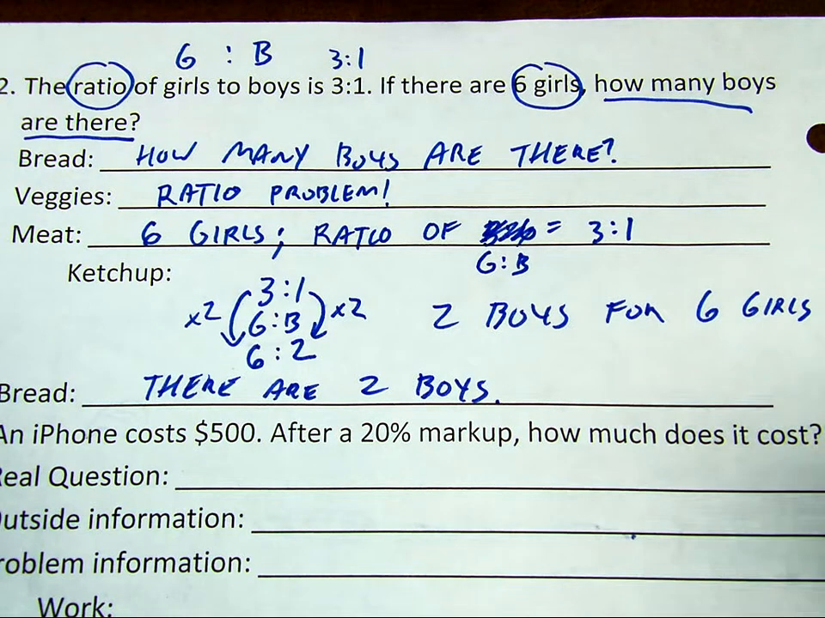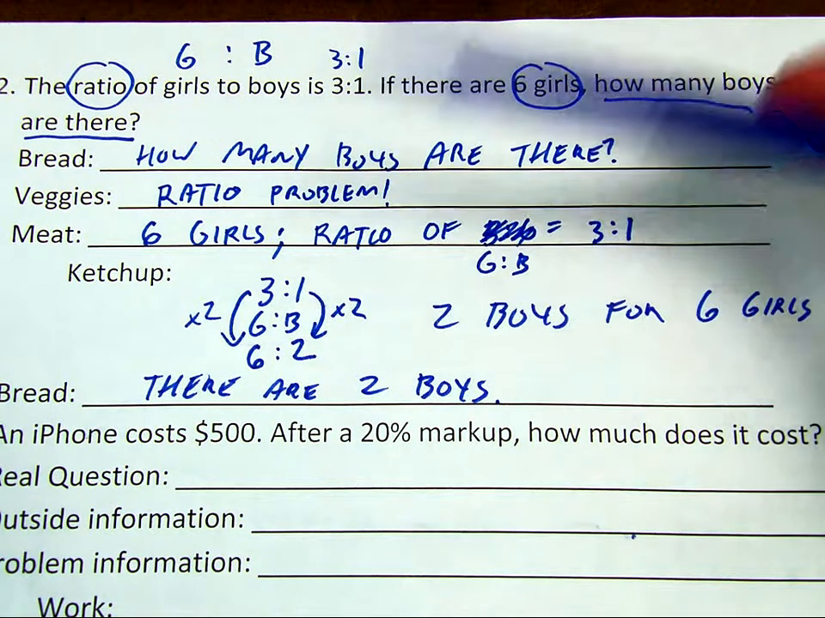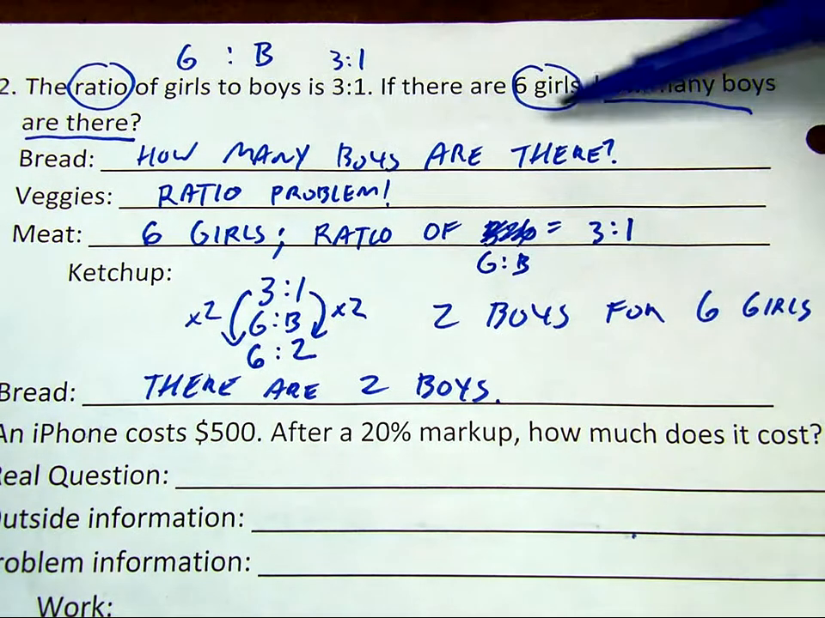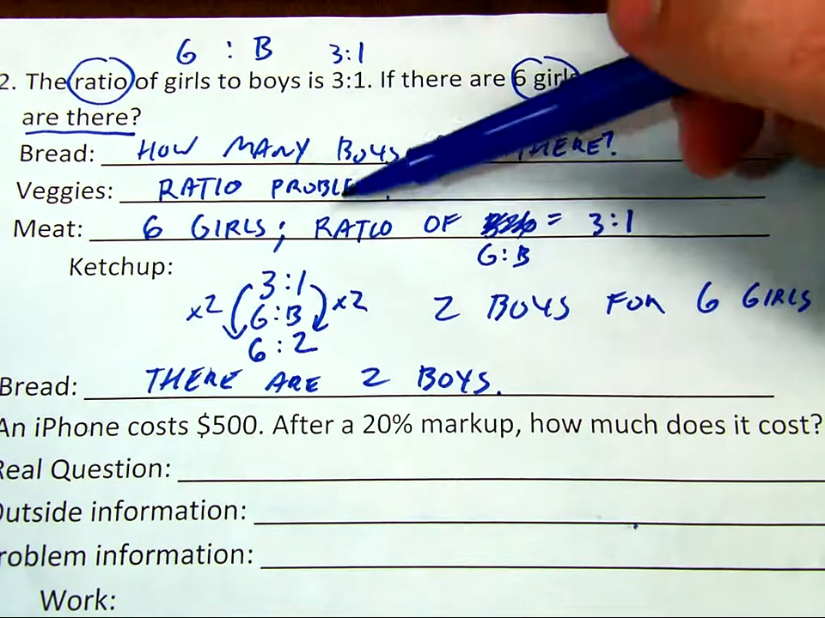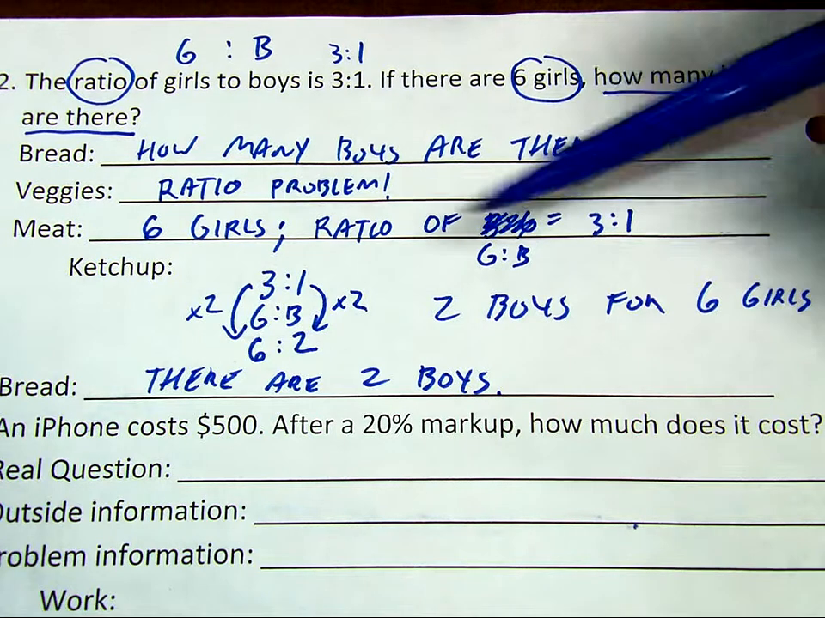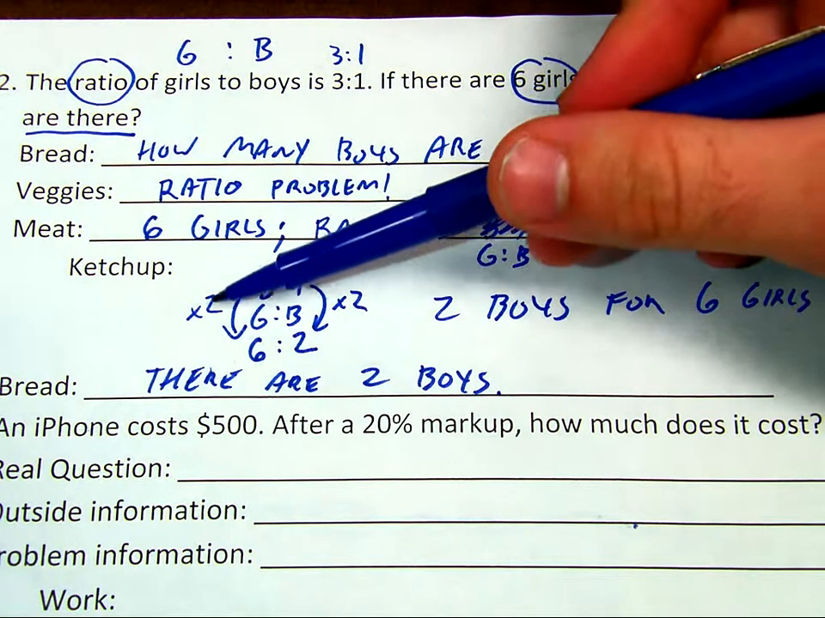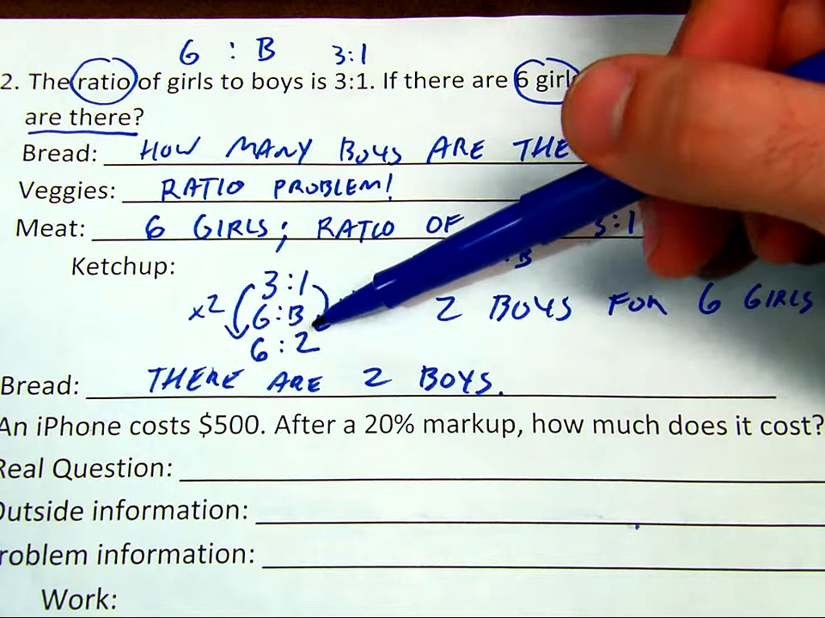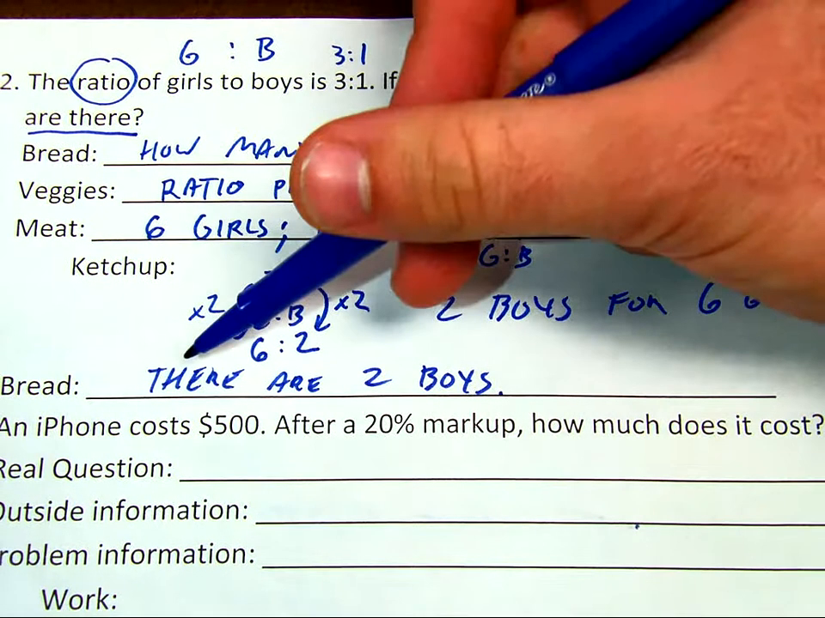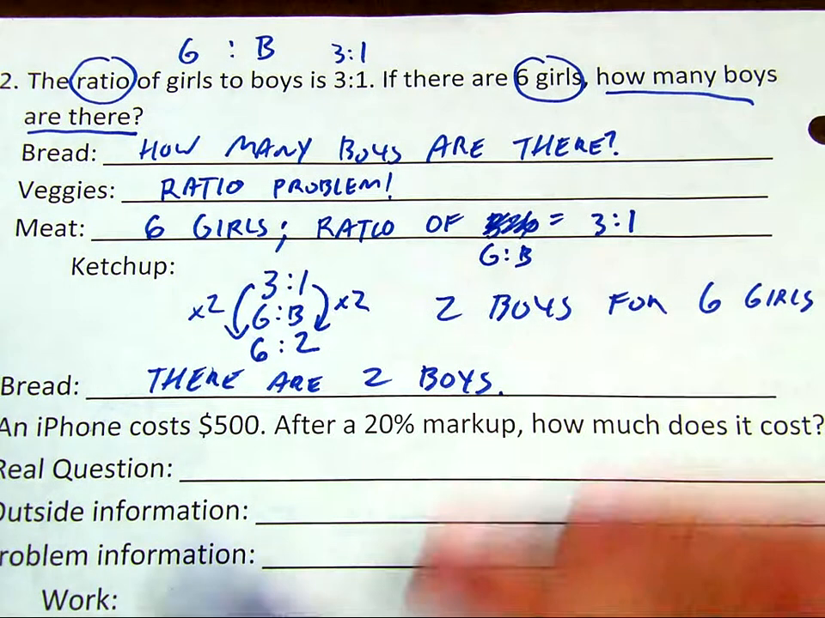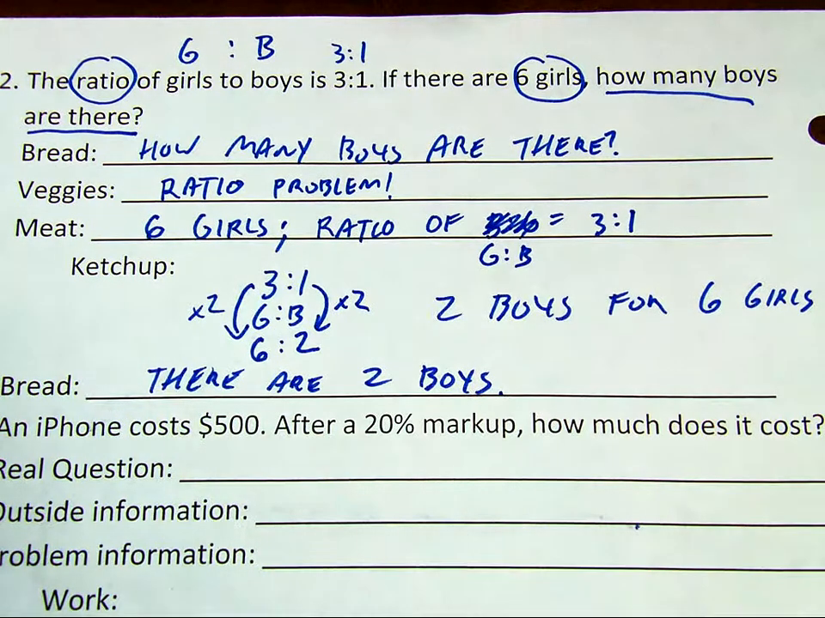If anybody ever asks you to rationalize it in words too, you have it all set up here. You can say the question asks how many boys there are. I know this is a ratio problem. If there are 6 girls and the ratio of girls to boys is 3 to 1, I know that 3 times 2 is 6, so 1 times 2 equals 2. So there are 2 boys for every 6 girls. The answer is that there are 2 boys. You've set up your whole reasoning right here, and you solve your problem at the same time. Why not get 2 in 1? That's how you solve these problems using the Burger method.